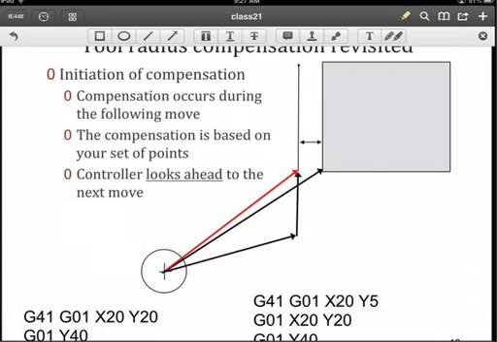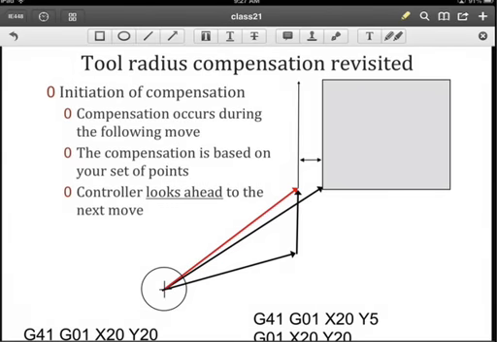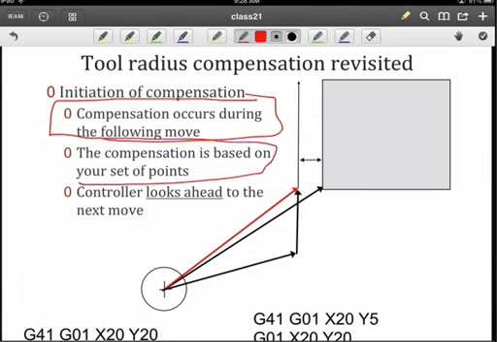Revisiting that G41 and G42, we have to think about how the machine actually compensates when you issue that G41 and G42. So there is some time that it takes for the initialization of the tool offset that we haven't mentioned before. And the tool compensation is actually taking effect during the following move. So the compensation will be based upon the set of points that you select for your move, because what's happening here is the controller is looking ahead to the next move.